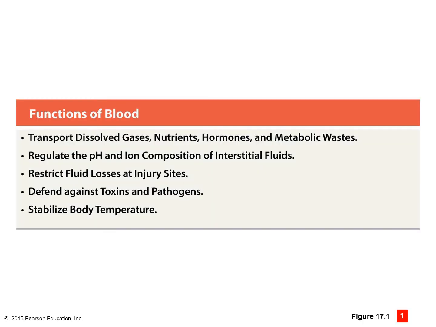So the major functions of blood are as follows. It transports dissolved gases, nutrients, hormones, and metabolic waste throughout the body. It's the major transport system throughout the body. It regulates the pH and ion composition of interstitial fluids and can have those get eliminated through the urinary system. It restricts fluid losses at injury sites, so it is able to clot and stop wounds. It defends against pathogens and toxins coming in the body, does this with the help of white blood cells that are in the blood itself. And finally, it stabilizes the body temperature.